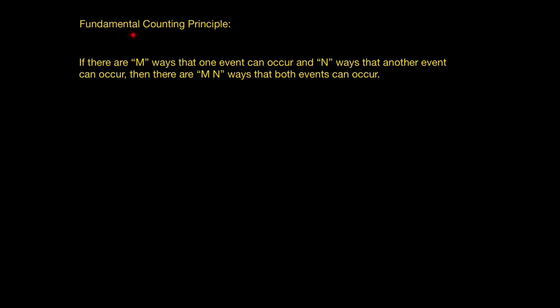Here we have the fundamental counting principle. If there are m ways that one event can occur and n ways that another event can occur, then there are m times n ways that both events can occur.